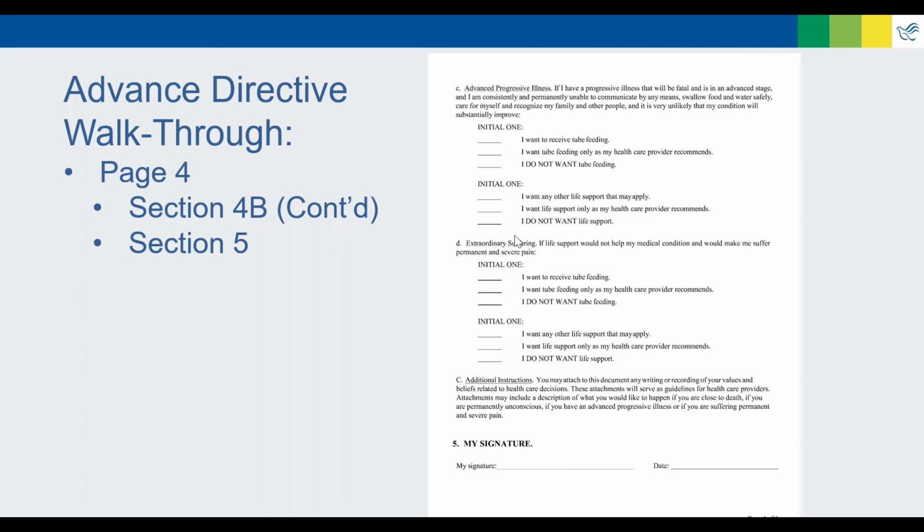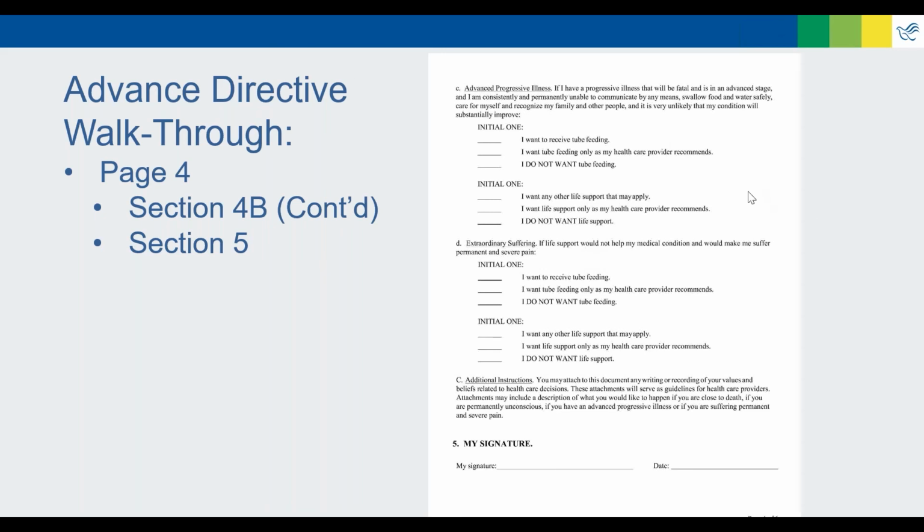And extraordinary suffering is the 4th category. Someone asked for an example of that, and an RN gave me an example that I thought was probably the closest one I had heard thus far. You might call to mind somebody who was very severely burned, and tube feeding or life support would only continue their suffering, might be able to keep them alive, but continue to keep them in permanent pain. Permanent and severe pain is how this is worded.